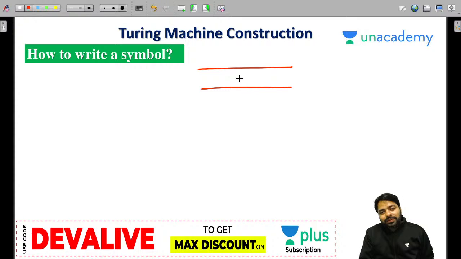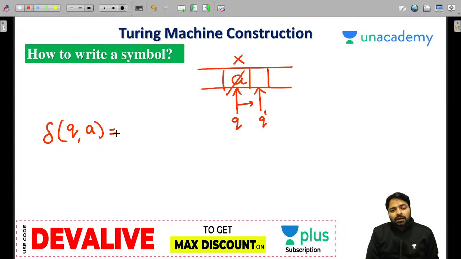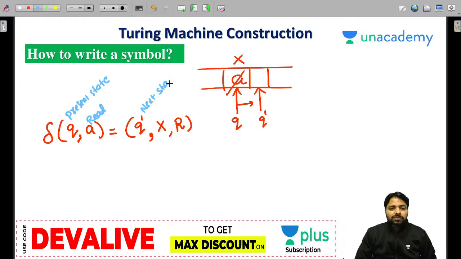Now we have a tape. We have A, I want to replace it with, let's say, X, and I might move in the right direction. Some other symbol might be there. Let's say Q to Q dash. So how do I define this? From state Q, by reading A, I will go to Q prime and I will replace A with X and take the right direction. How to represent that? This is the present state, you are reading A, one of the tape symbols, and Q dash is the next state, and X is what you are writing, and R is the direction: you are moving right.